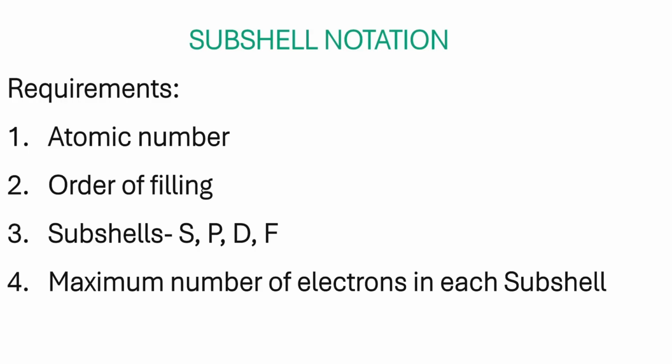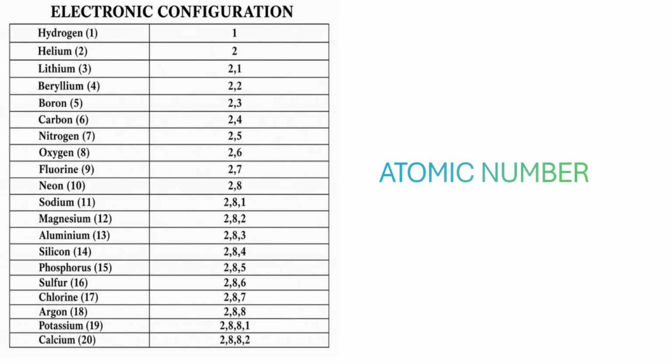So, the method of electronic configuration to be used is the subshell notation, and these are the requirements. First of all, you have to get the atomic number of the said element. The second thing on the table is the order of filling. The third is the subshells, which we also call the sublevels, the SPDF subshells or sublevels. Then the maximum number of electrons in each subshell. Now, let's start with the first thing on the agenda, which is the atomic number.